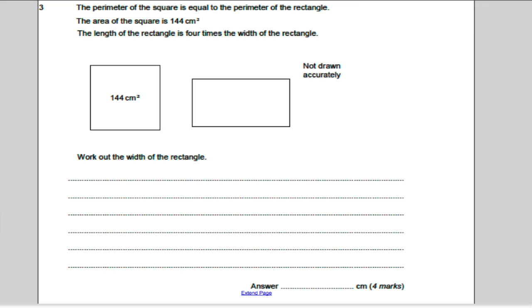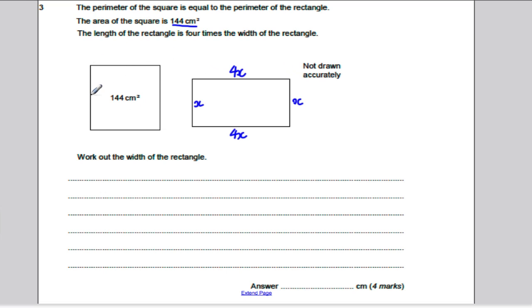Okay, question 3. The perimeter of the square is equal to the perimeter of the rectangle. The area of the square is 144, and the length of the rectangle is 4 times the width. So if the width there is x, and that one would have to be x, the length, the longer one, is 4 times that, so it would be 4x, so this one would also be 4x.